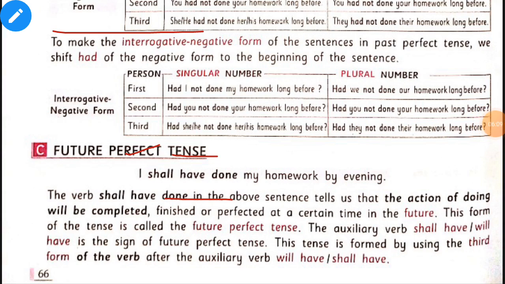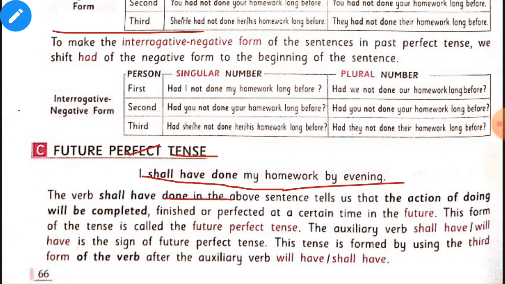This is future perfect tense. I shall have done my homework by evening. Children, the verb phrase shall have done in the above sentence tells us that the action of doing will be completed, finished or perfected at a certain time in the future. This form of tense is called the future perfect tense. The auxiliary verb shall have or will have is the sign of future perfect tense.